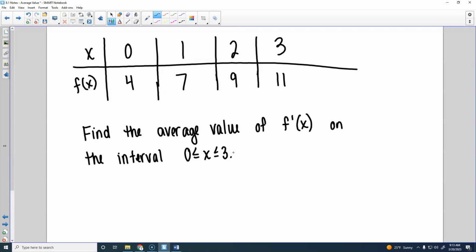So, average value of f prime on the interval from 0 to 3. If we were looking for average value, we would be doing 1 over 3 minus 0, or just 1/3, times the integral from 0 to 3 of the function that they're asking us for average value for, f prime of x dx. But they don't give us f prime here. We don't have any information about f prime. So how do we go about solving this?